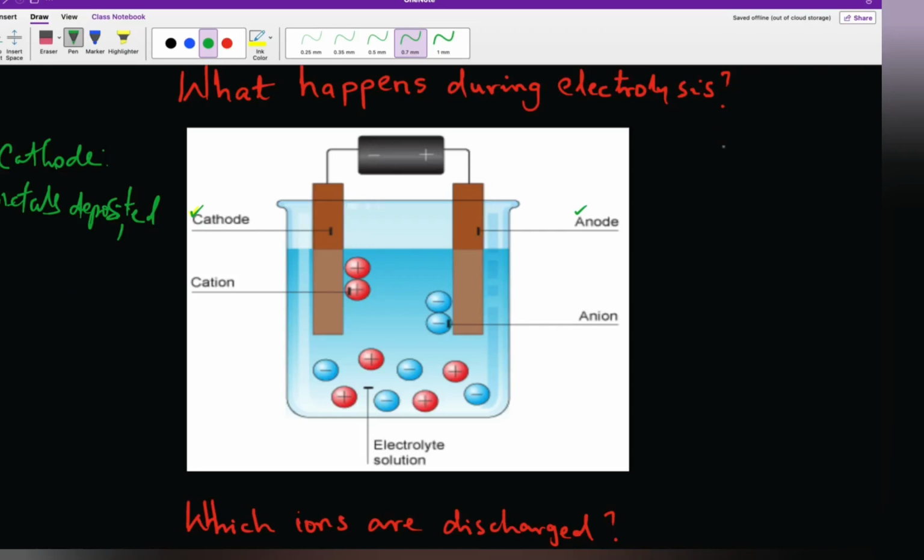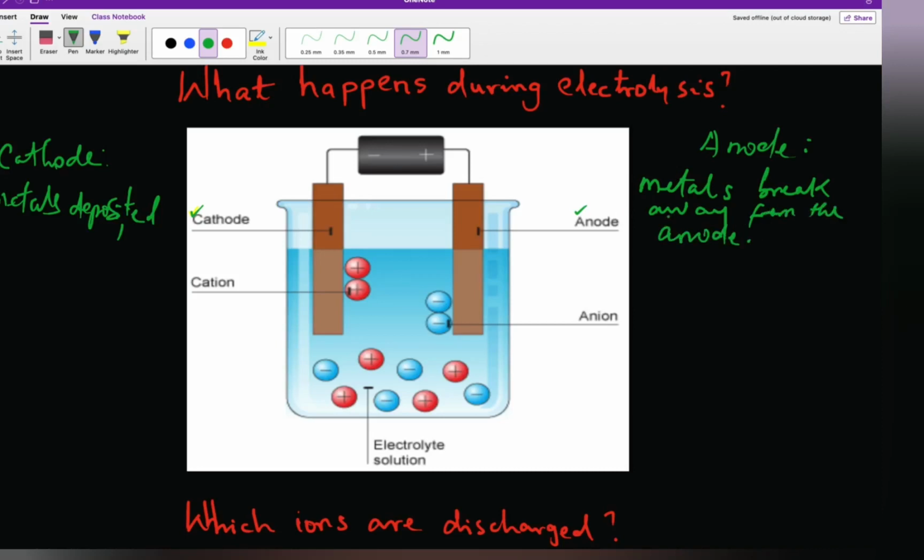At the anode, what happens? At the anode here, the metals will break away from the anode.